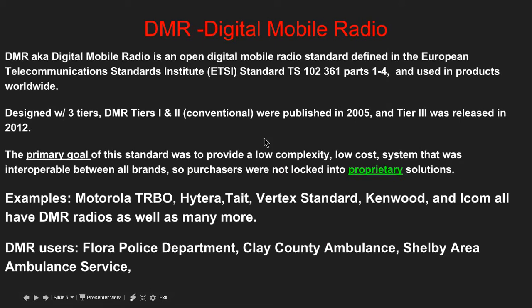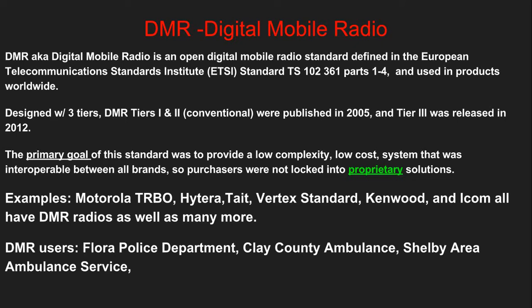The next mode we're going to cover is DMR, Digital Mobile Radio. It's an open standard defined by the European Telecommunications Standards Institute, standard TS 102 361, parts 1 through 4, and used in products worldwide. DMR is not so much proprietary. It's a format which many manufacturers do use. I know there are Hytera and Motorola and RCA, just to name a few of the manufacturers. It is designed with three tiers.